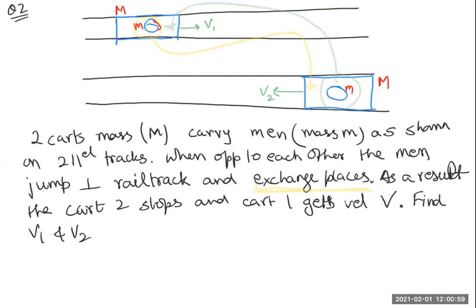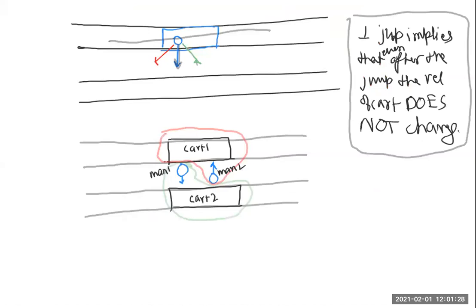And the final velocities are given. Card 2 stops, card 1 gets a velocity. So finally, I am going to have man 1 in card 2, and the system's velocity will be 0, given. And I'm going to have man 2 in card 1, and the system's velocity will be V, which is given. Right? I hope my choice of system is justified now. So for man 1 and card 2, please notice that the hardest part in this is the choice of system. Once you have the choice of system, then everything becomes easy.